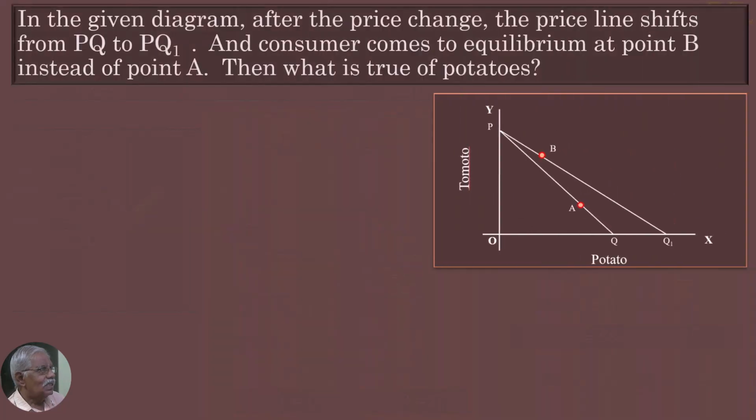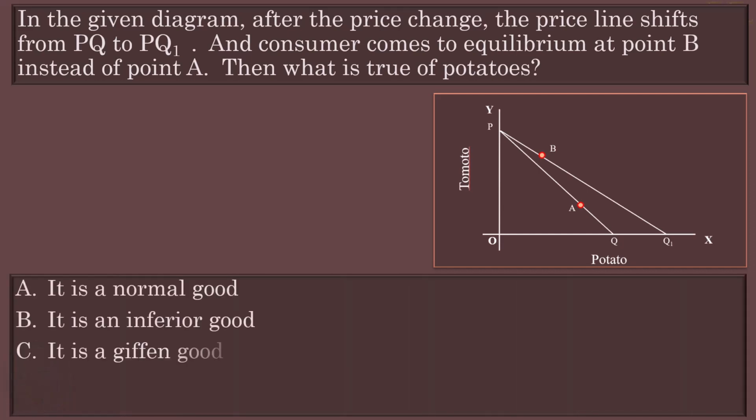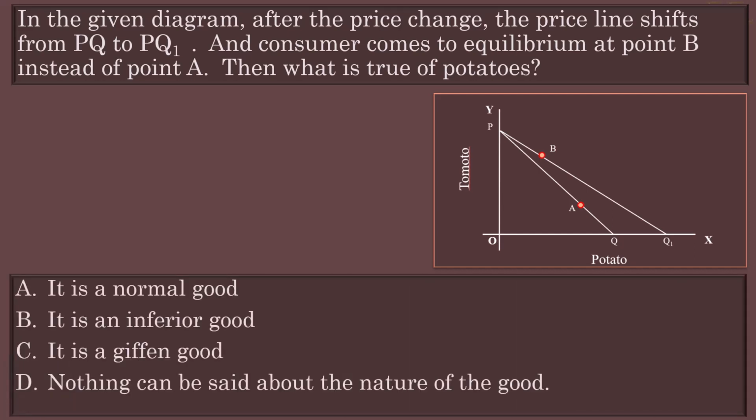In the given diagram, after the price change, the price line shifts from PQ to PQ1. The consumer comes to equilibrium at point B instead of point A. Then what is true of potatoes? It is a normal good. It is an inferior good. It is a Giffen good. Nothing can be said about the nature of the good. It is a Giffen good. Potato is a Giffen good.